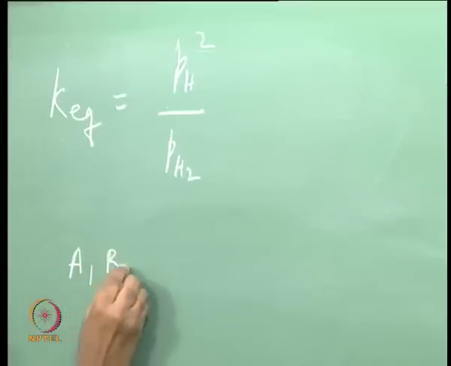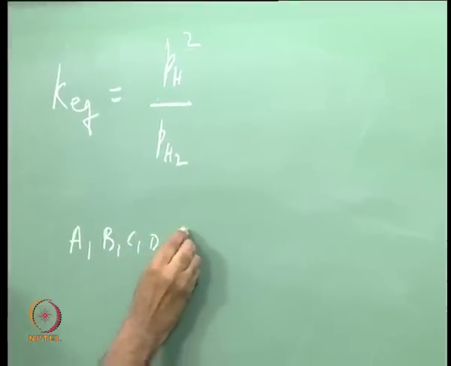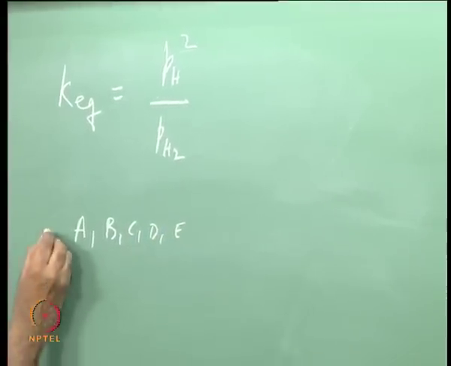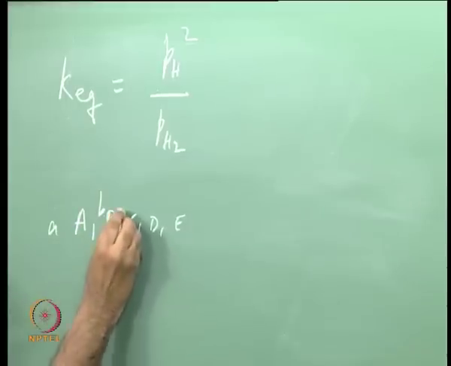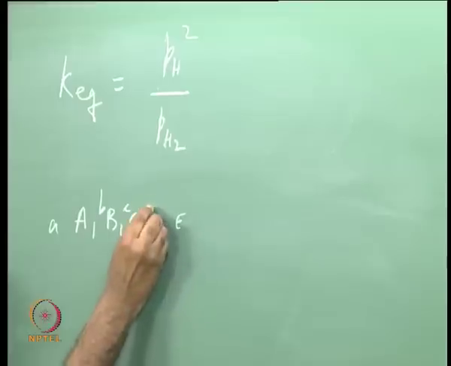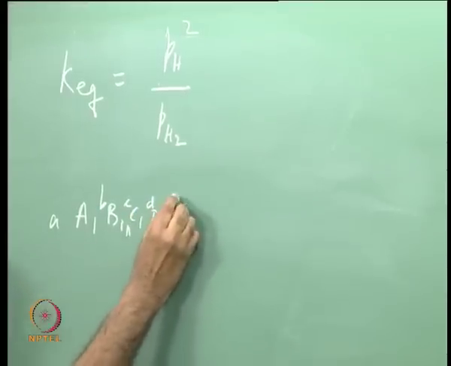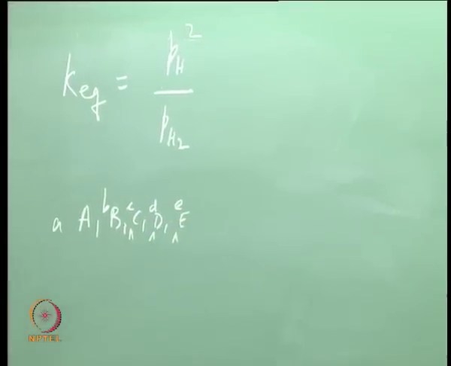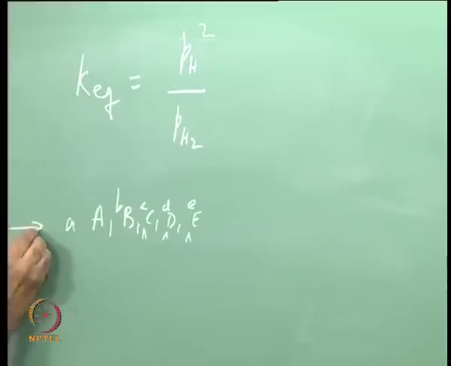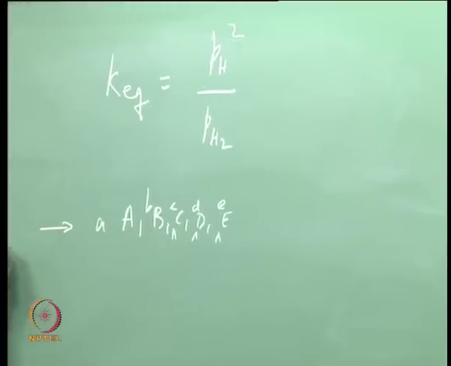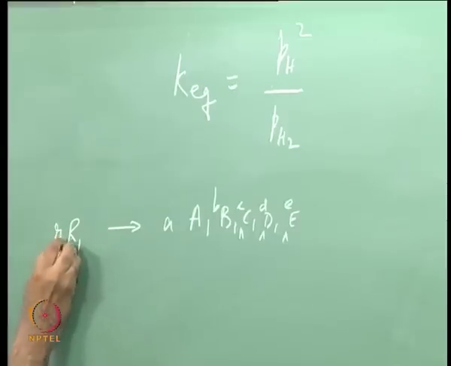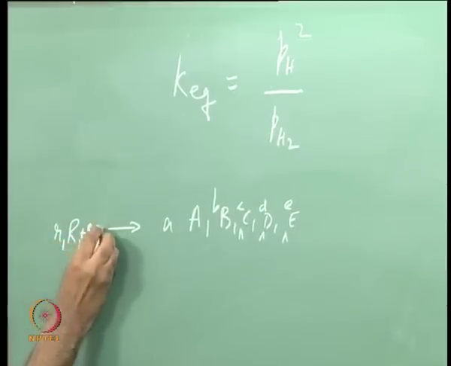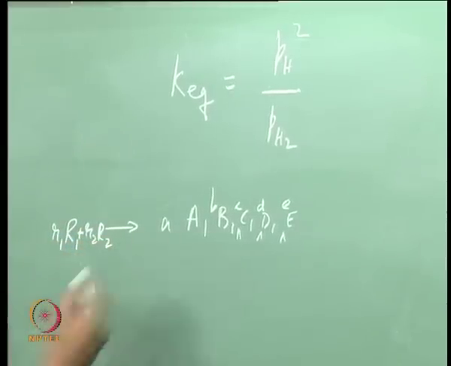Or rather, if I have a set of gases maybe A, B, C, D, E which are reacting, and supposing I have a molecules of A, b molecules of B, c molecules of C, d molecules of D, e molecules of E and all that, and these things come from reactants. Let us say I have a reaction in which some reactant R1 is reacting with R2 to give me all this.